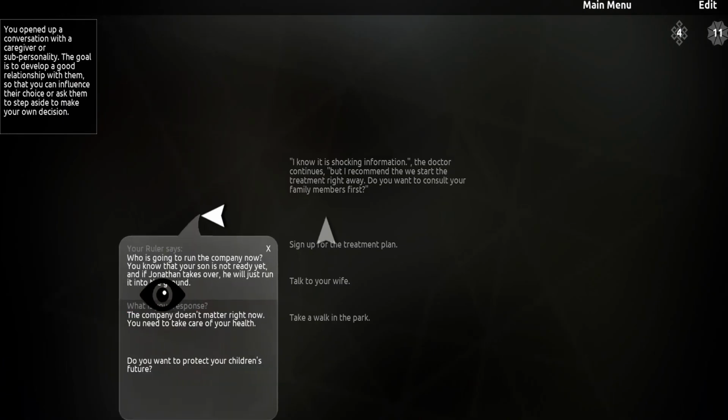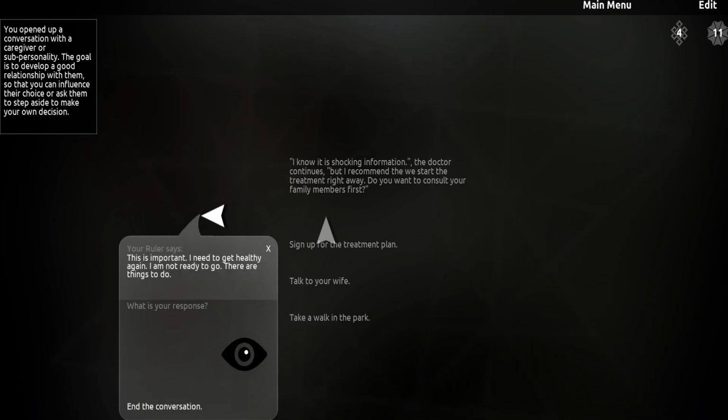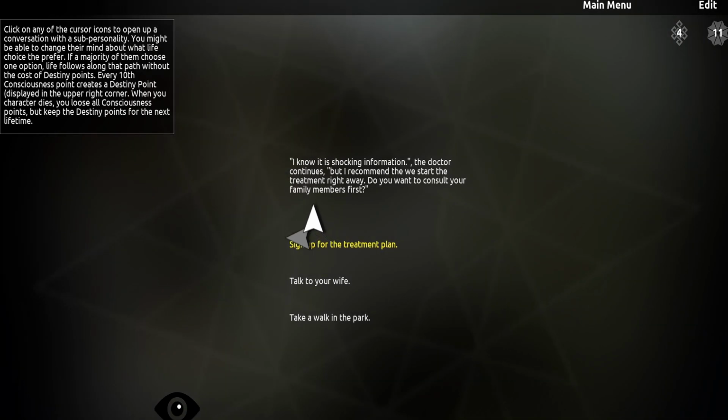And so there's two parts wanting to influence this choice. The ruler is saying, who is going to run the company now? You know that your son isn't ready yet, and if Jonathan takes over, he will just run it into the ground. Your response could be, the company doesn't matter right now. You need to take care of your health. Or you could ask, do you want to protect your children's future? Trying to find out what's going on. Let's pick this one. This is important. I need to get healthy again. I'm not ready to go. There are things to do. So this guy wants to sign up for the treatment.